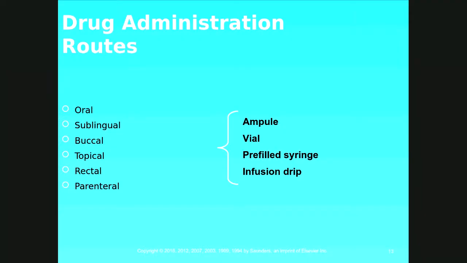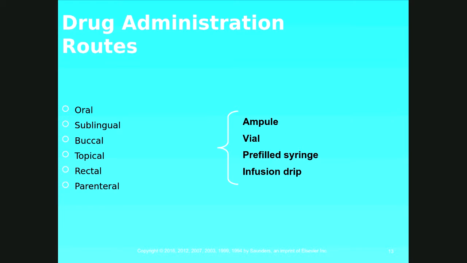As far as the drug administration routes, again, typically oral, sublingual, buccal, topical, rectal, and parenteral. And then they also mentioned the ampule, the vial, the pre-filled syringe, and the infusion drip. When a drug is given and you're using an ampule, typically when drugs are intended to be given parenterally, they're either packaged in an ampule or a vial.